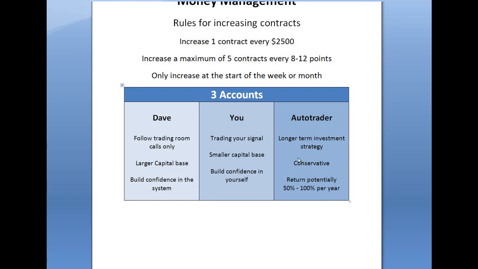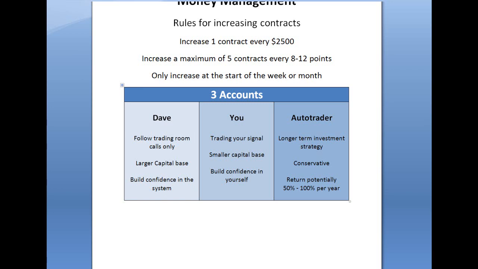For anyone who has excess money left over, a really good thing to do is utilize the Auto Trader. Okay, so you can stick some money in the Auto Trader. Think of it as a longer term investment strategy. It's very, very conservative. The Auto Trader will only go for 1 point a week. You can potentially earn 50 to 100% a year. That's its target. Okay, so this is for people with a little bit more capital that's overflowing, and you can always switch money between any of these accounts at any time.